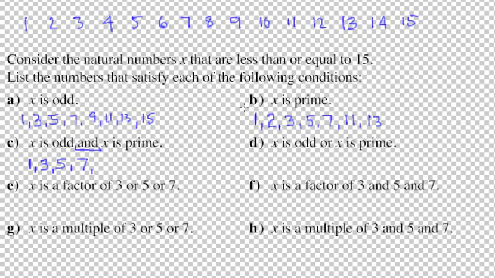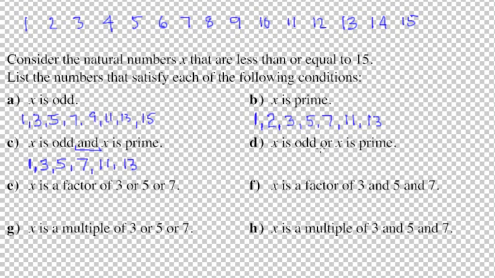9 is odd but not prime. 11 is odd and prime. 13 is odd and prime. 15 is odd but not prime. So there's our list. When they say and, it's got to be something that appears in both categories.